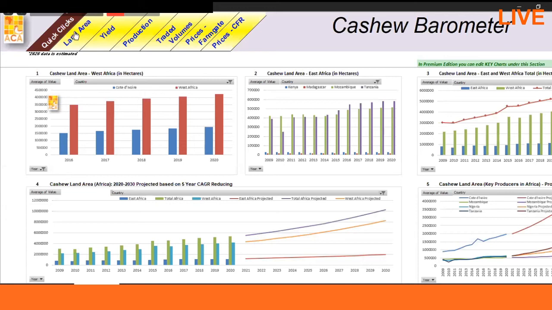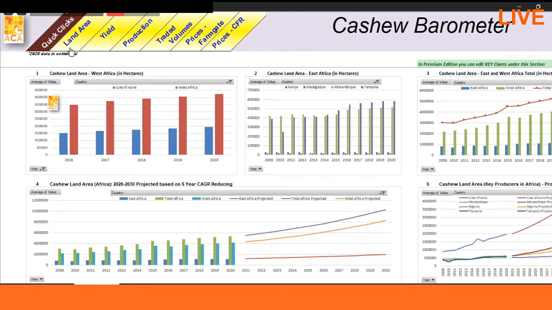Broad areas in there. There is the land area, data on land area, data on yield, data on production. We also have the traded volumes, so what volumes of raw cashew nuts are being exported. And then we also have price information, farm gate prices, and then CFR based on the destination. I'll go into all that.